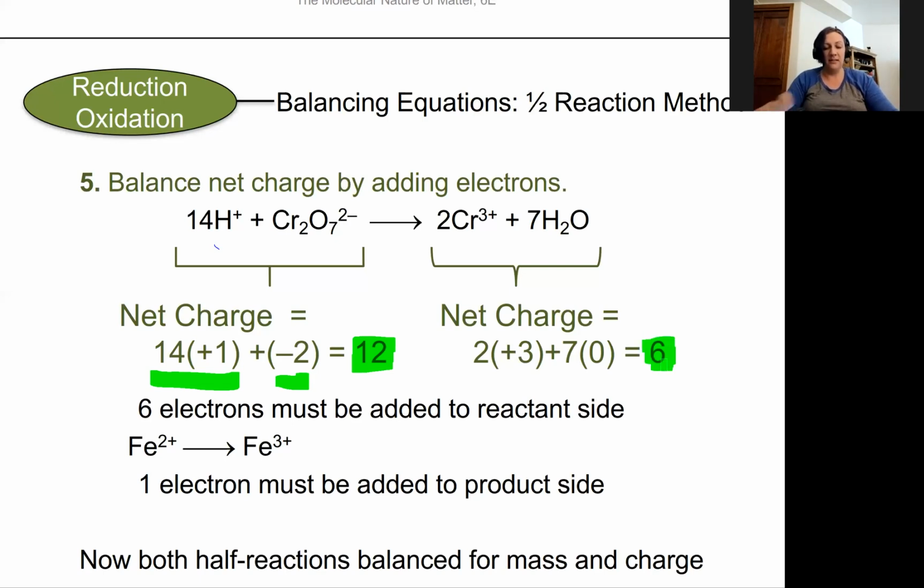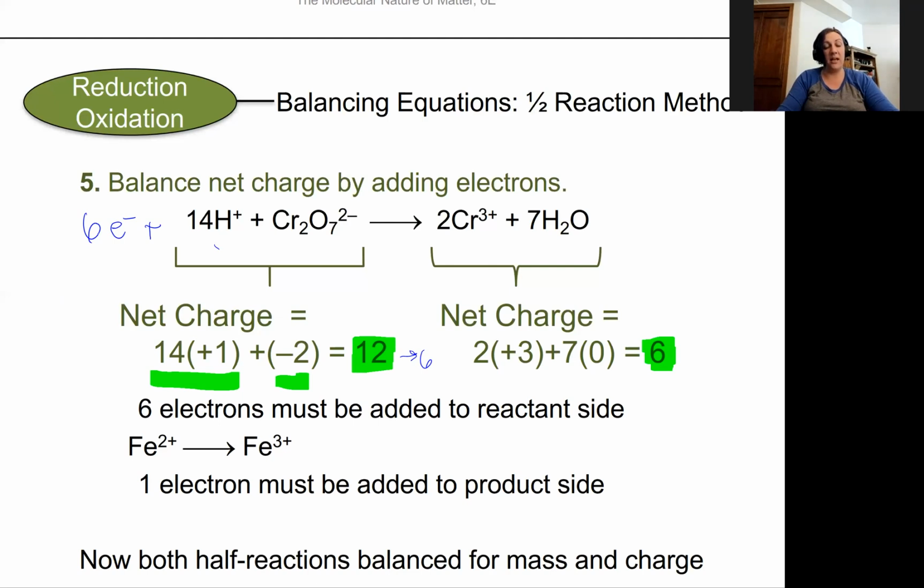So now I need to balance this out so that the charge is the same. They don't both have to be 0, they just have to be the same value. I'm doing this with electrons. If I add electrons to my product side, then this number will get smaller and be further away from matching that 12. So I'm going to add electrons to my reactant side to bring that value of 12 down to 6. And so I'm going to add 6 electrons. So now my total charge on my reactant side is +6 instead of +12.